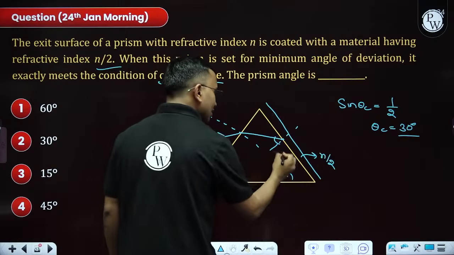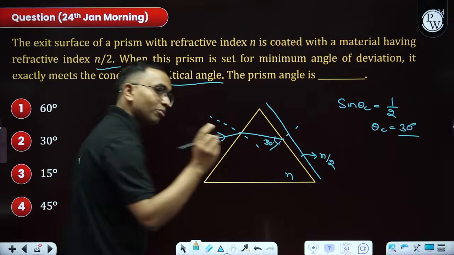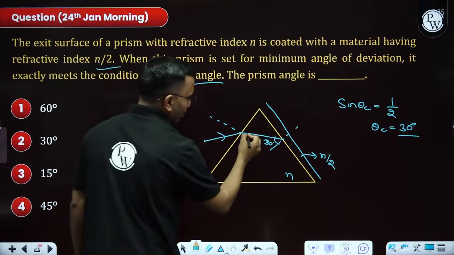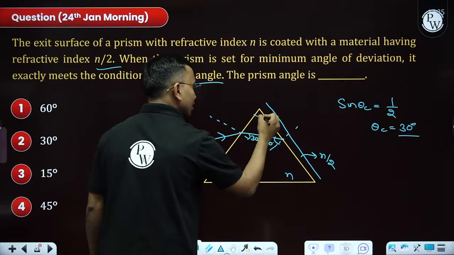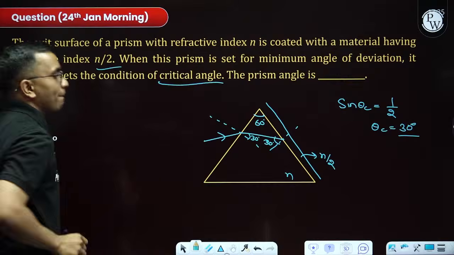If theta critical is 30 degrees, it means this angle is 30 degrees. The minimum deviation condition is also met, so this is also 30 degrees. This has to be 60 degrees. The prism angle comes out to be 60 degrees.